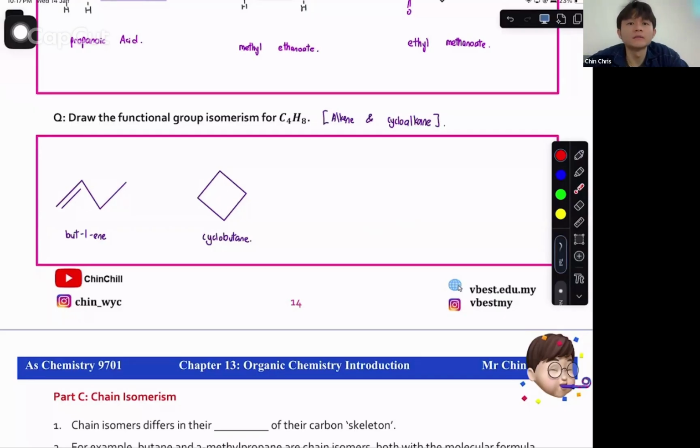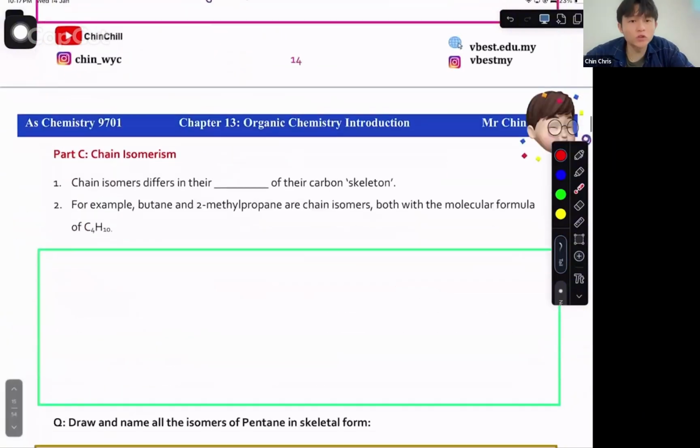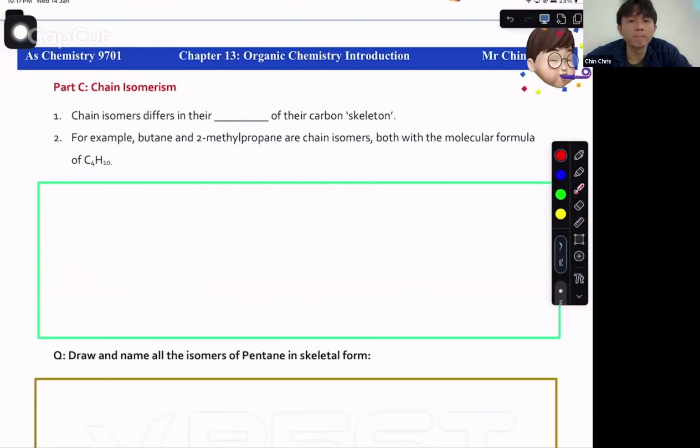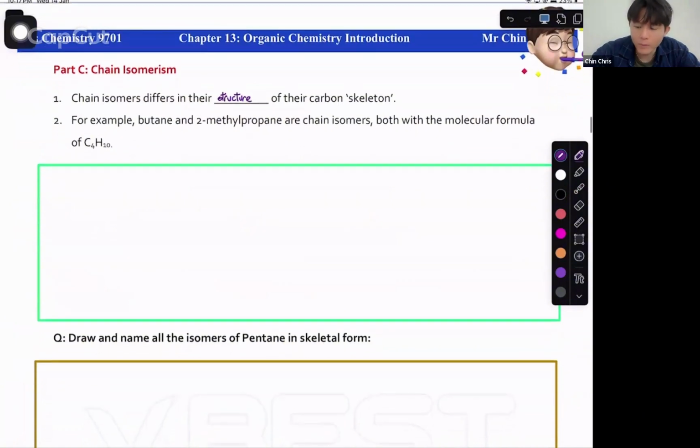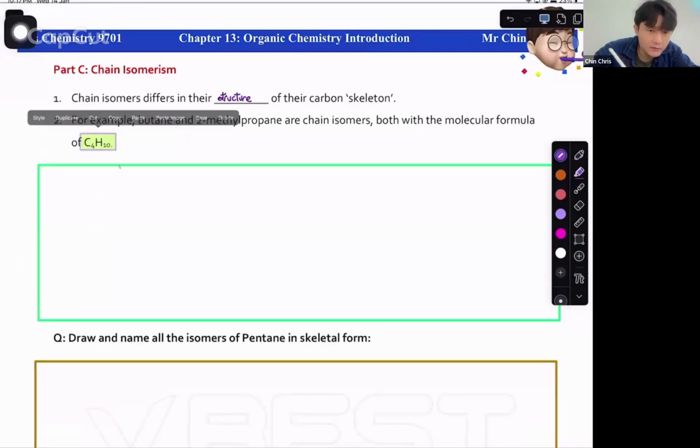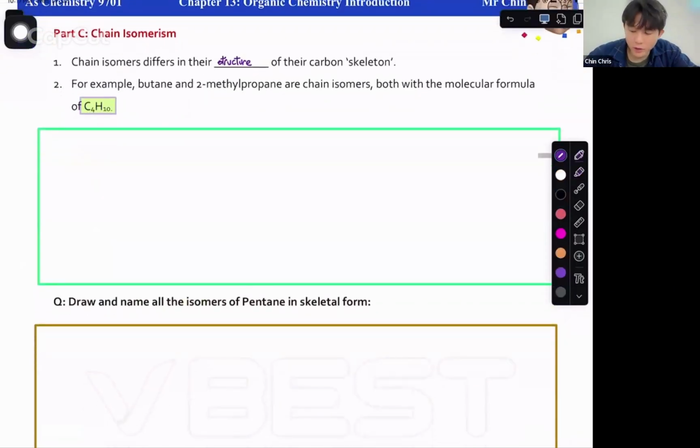Okay, and guys, finally, let's move on to the last one. We have chain isomerism. For chain isomerism, it's pretty easy. Chain isomers differ in the structure of their carbon skeleton. So right now, the carbon skeleton is not the same anymore. A good example is C4H10. You see, I can draw a C4H10 with just a straight chain, 1, 2, 3, 4.